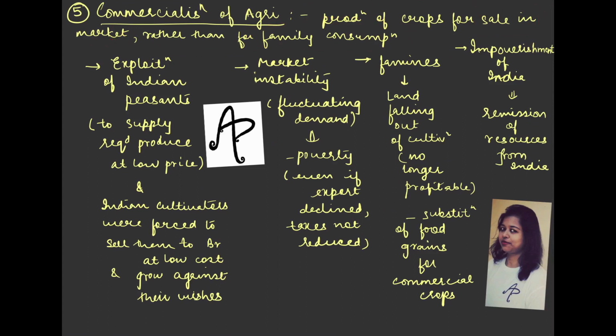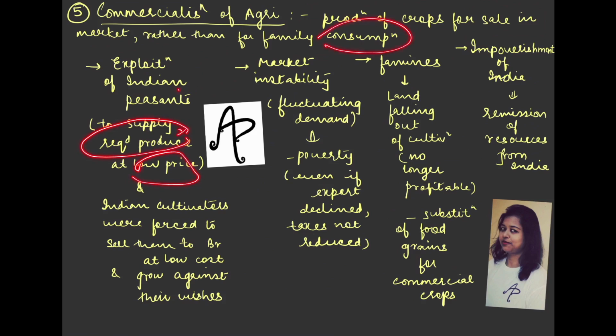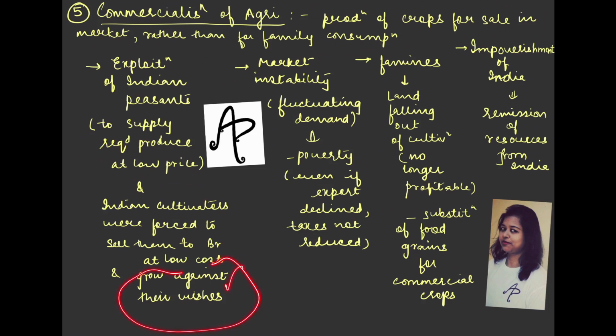ठीक है, कि हम कैश क्रॉप्स जो कि जिसको बेचा जा सकता है, not for the consumption, not for the eatables, but cash crops जिसको बाहर बेचेंगे तो हमें फ़ायदा होगा, ठीक है, अपने कंजम्पशन के लिए नहीं. इससे क्या होने लगा, there was exploitation of the Indian peasants, क्योंकि they had to supply those produce at the lower price, तो उनके अपने कंजम्पशन के लिए ज़्यादा कुछ बचता नहीं था. And also the Indian cultivators were forced to sell them to Britain at low cost, ठीक है, कम दाम पे उनको बेचना पड़ता था. And they were again forced to grow these cash crops against their wishes.